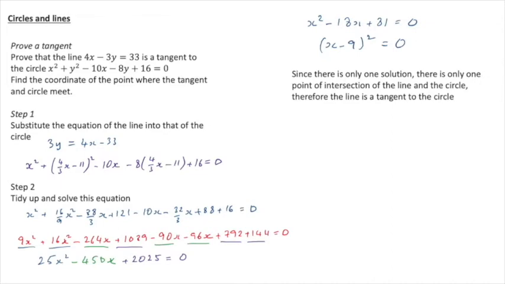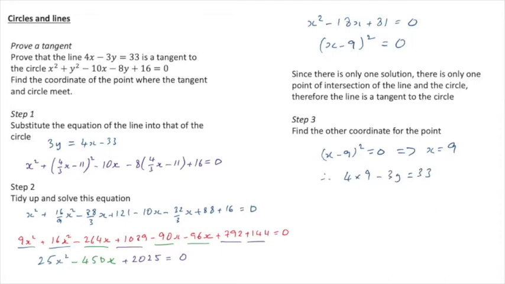We now need to find the coordinate of the point where the tangent and circle meet. Well, we know what the x-coordinate is because it must be 9. We can just write it down, so x minus 9 squared is 0 tells us that x equals 9. Then we need the y-coordinate, so we put that x equals 9 into the equation of the line, of course, because it's much easier. And we get minus 3y is 33 take away 36. That means minus 3y is minus 3, and that means y is 1.